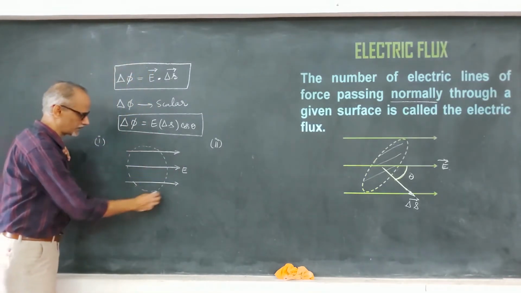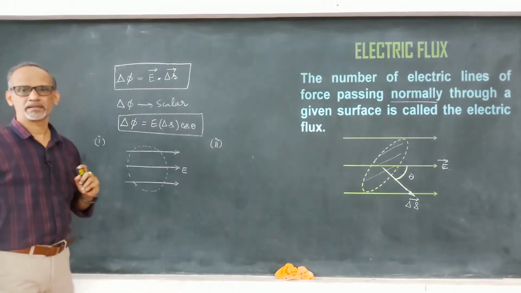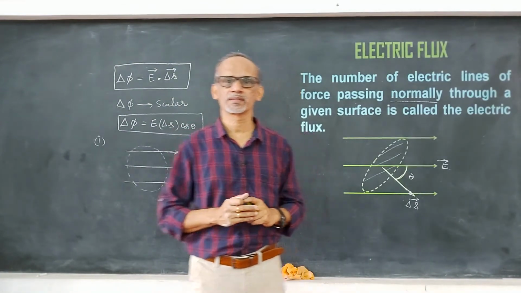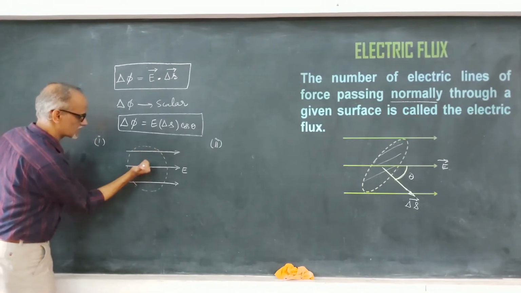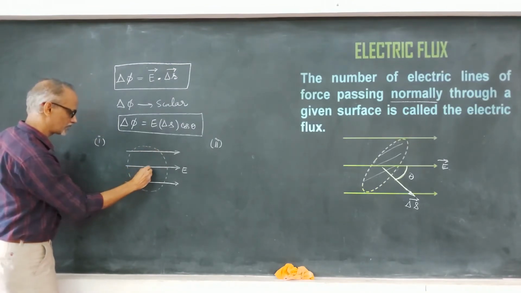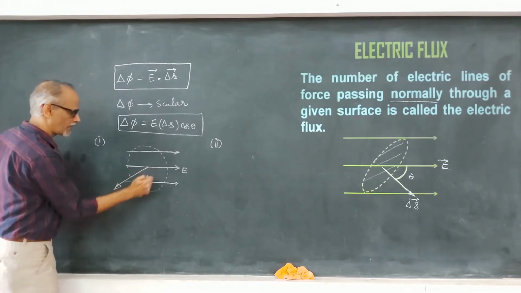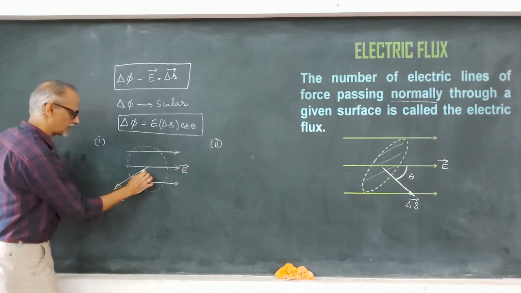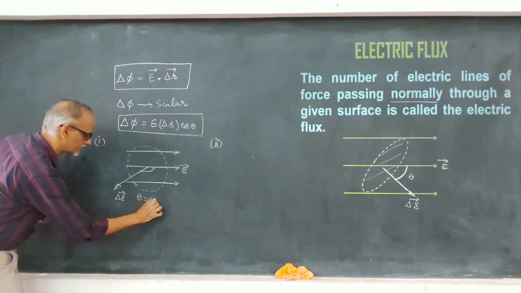Now, in this diagram, where is the area vector? The area vector is always perpendicular to the surface, normal to the surface and outward. The surface is this. Perpendicular means it's like this. So the area vector is outward and normal, so it will be like this. When it is outward, the angle between the area vector and the electric field is 90 degrees. So in this case theta is 90 degrees.